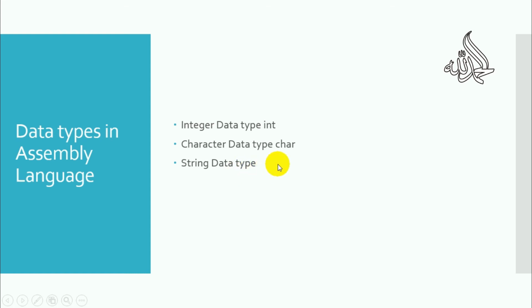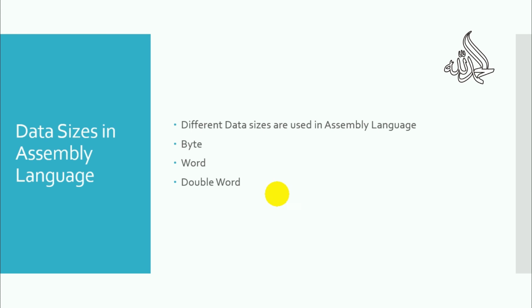The string data type is used to display a string on screen, and for the character data type we use the char keyword, that is, we can use call WriteChar to display it on screen, and for the string data type, call WriteString to display it on screen. And we now have different sizes in assembly language.